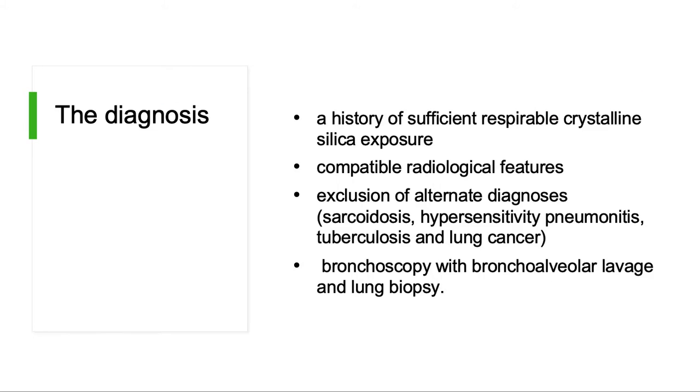The diagnosis of silicosis requires a history of sufficient respirable crystalline silica exposure, compatible radiological features, and exclusion of alternate diagnoses such as sarcoidosis, hypersensitivity pneumonitis, tuberculosis, and lung cancer. The diagnosis may be challenging where the radiological features of complicated silicosis, sarcoidosis, tuberculosis, and lung cancer are similar. In these circumstances, further investigations such as bronchoscopy with bronchoalveolar lavage and lung biopsy may be considered.